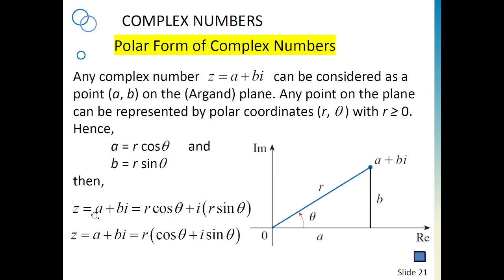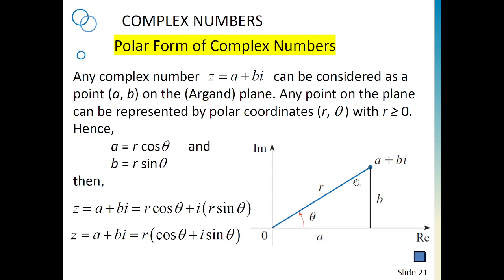So essentially now a we replace by r cos, and b by r sine. Now r is common in both, so we can factor it, and we can write it this way. Why is this useful? We will see very quickly. So z is equal to our standard writing of the complex number, and then this writing here is the polar form.